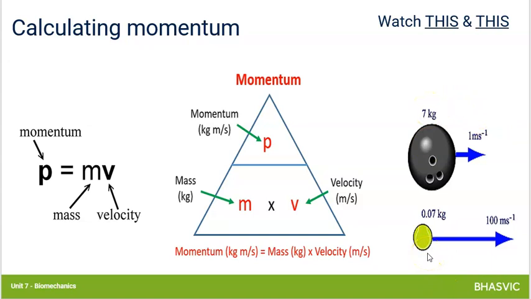If we took this tennis ball, which only weighs 0.07 of a kilogram, and we times it by its velocity, now you can clearly see it's travelling significantly faster at 100 meters per second. So if we do mass times velocity, 0.07 times 100, we also get 7 kilogram meters per second. So the mass is bigger, but the velocity is slow. The mass is smaller, but the velocity is higher. And these two objects would be, in this context, travelling with the same momentum.